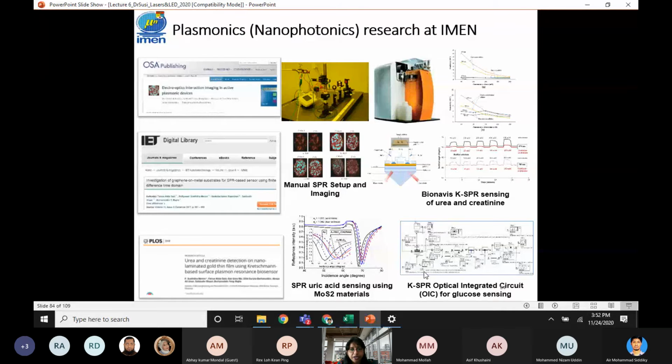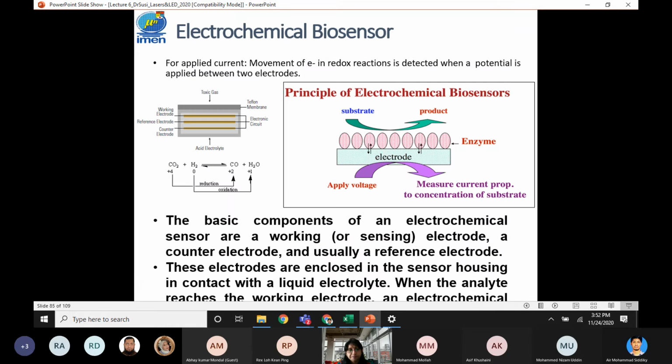So we have various research going on at IMEN in the plasmonic field. We have SPR equipment, and we have been able to successfully detect urea and creatinine with increasing molarity using the SPR Bionavis equipment. Other than that, previous students have also looked at imaging of the plasmonic layer for different optical power and current, also detection of uric acid, and also glucose sensing. Okay, so that is some of the work done at the Photonics lab.